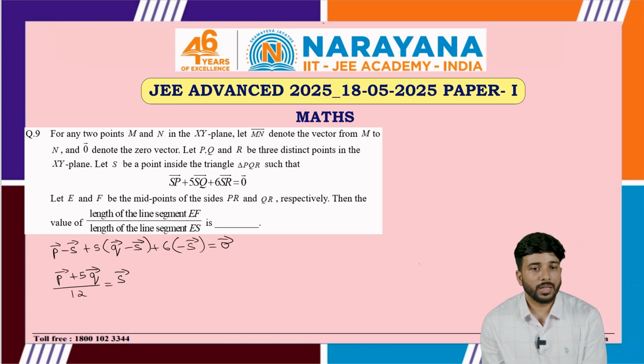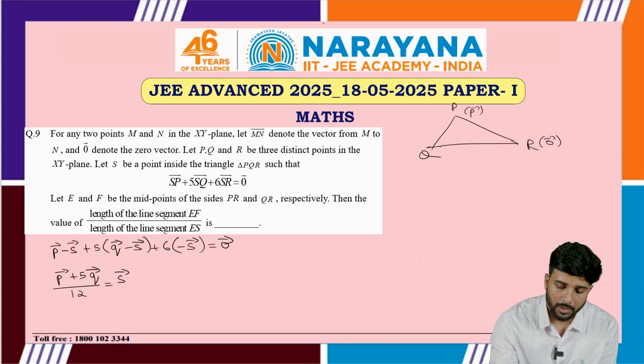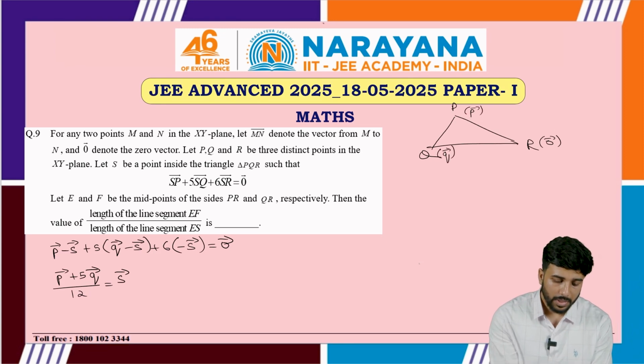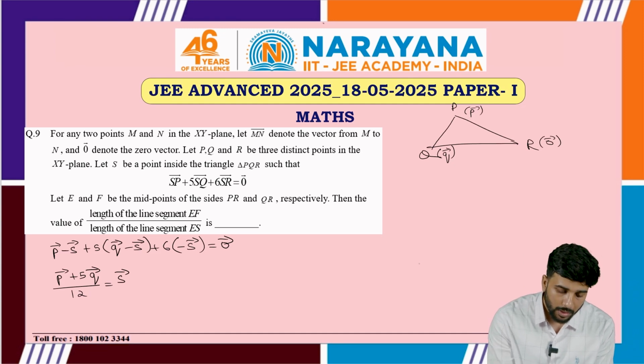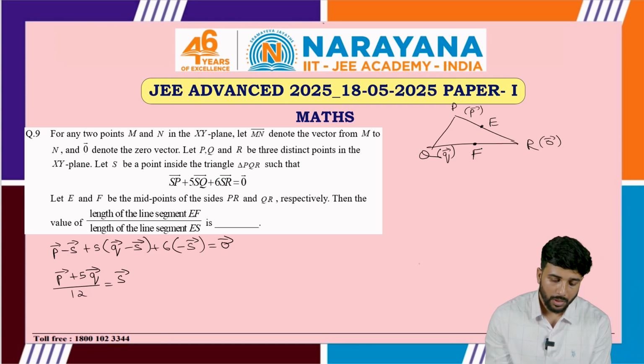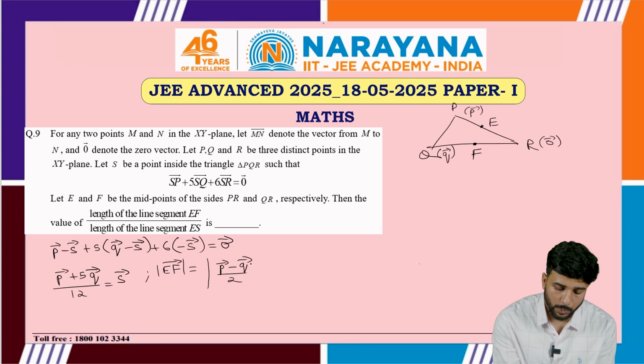Now he's saying E and F are the midpoints of PR and QR. Let me draw the diagram first: R, P, Q. So this I'm taking as origin, this will be P bar, this will be Q bar, and he gave S as (P plus 5Q) by 12. Then E and F are the midpoints of PR and QR. So what will the length of the segment EF be? Modulus of (P minus Q) by 2.